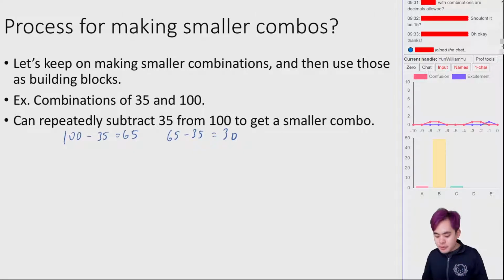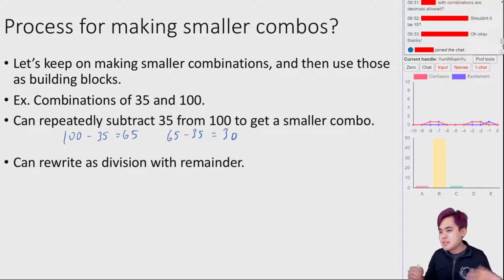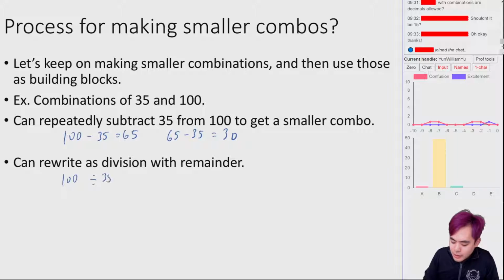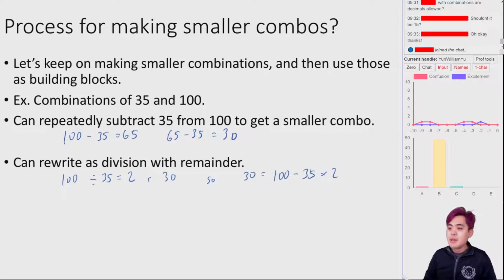Okay, so that's good, right? Well, let's rewrite this slightly differently. You can also write this as division with remainder, since multiple subtractions is just division with remainder. So 100 divided by 35 is equal to 2 remainder 30. So that means that 30 is equal to 100 minus 35 times 2. Okay, so we can rewrite it in that way.